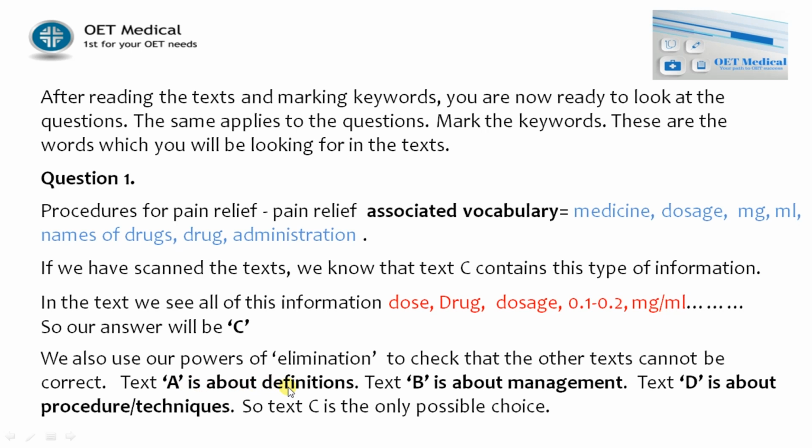We know that text A is about definitions. What is a fracture? What is a sprain? What is a dislocation? So it's not there. Text B is about management of fractures. Yes, there could be information about drugs to give, but fractures is about setting. It's not about giving drugs. So it's probably not going to be about there. D is about procedures and techniques. So it's not going to be about that. So text C is the only possible choice. So if you're not sure of an answer, do the elimination. If you're 100% sure and it looks very obvious, mark your answer.